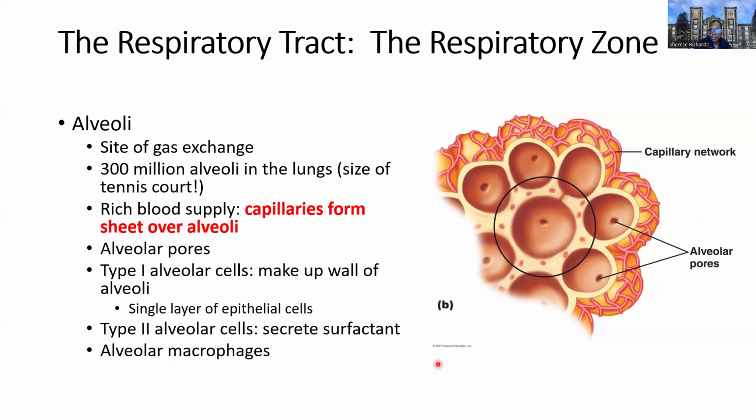And then alveolar macrophages. Because we don't have any mucus at this level, because we don't have any goblet cells at this level, the macrophages here are what help to protect this part of the airway from any debris, pathogens, anything that could be invading this part of the tree, right? The respiratory tree.